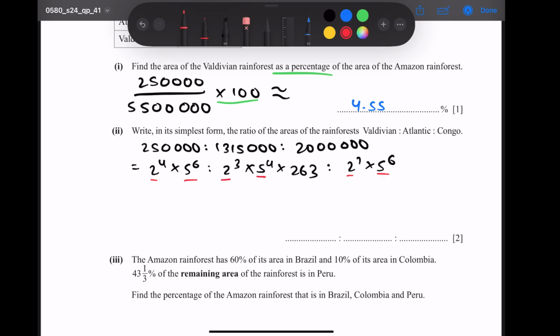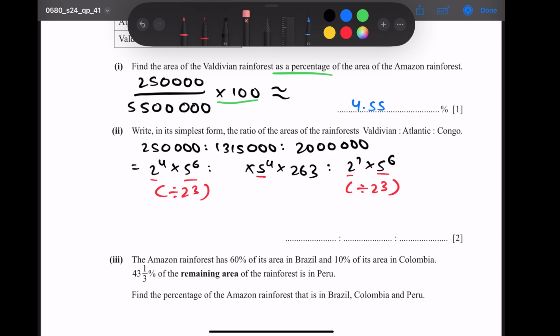So in this case, if we divide all three of these values by the HCF, i.e. the highest common factor, we can get the simplest form of the ratio. So if we first divide all of them by 2 to the power of 3, we get this cancelled off in the middle value because 2 to the power of 3 divided by 2 to the power of 3 is 0.